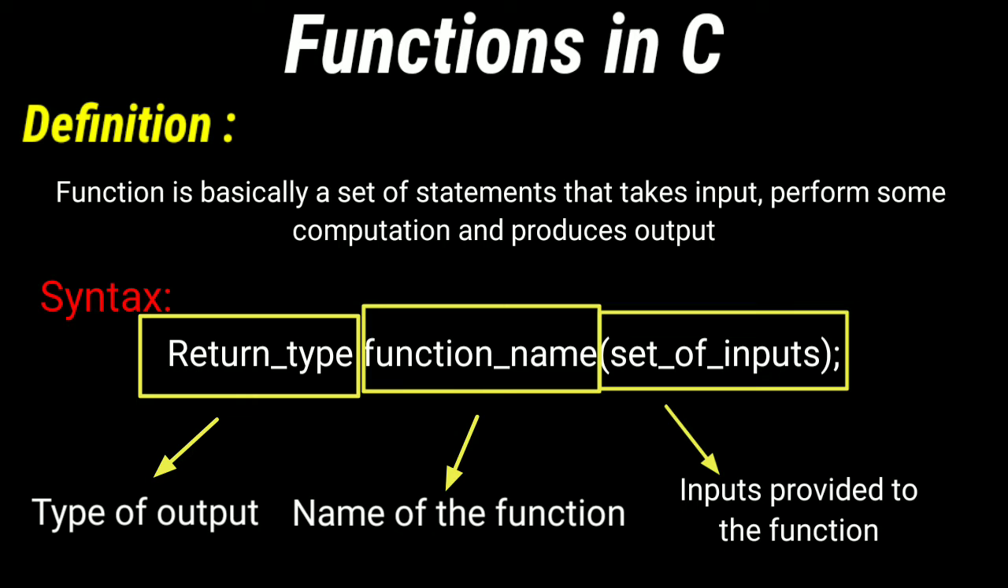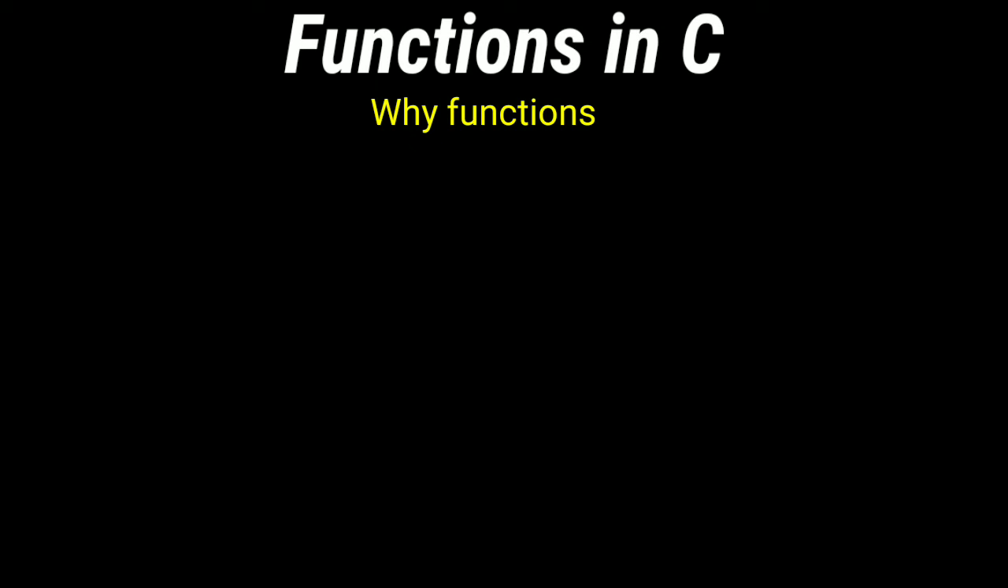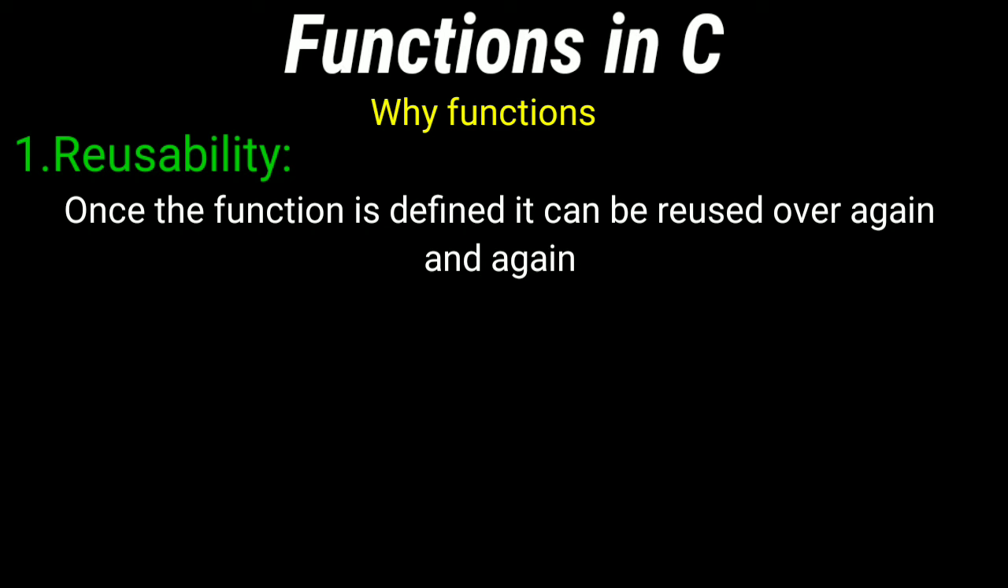After understanding these basics, now let us try to understand why we use functions. There are two important reasons why we use functions. The first reason is reusability. That is, once the function is defined, it can be reused over and over again. That means you can reuse the function again and again in your code without defining its functionality again. It is defined once and can be reused again and again.